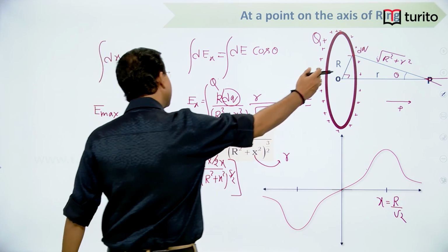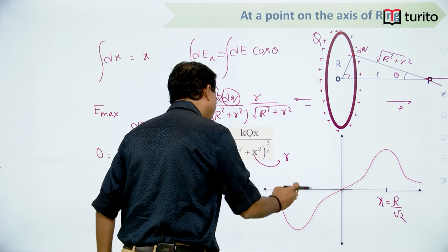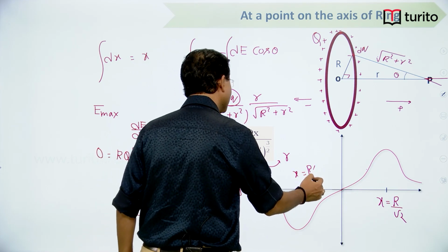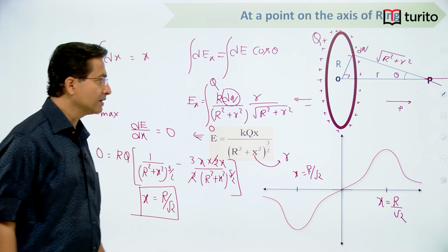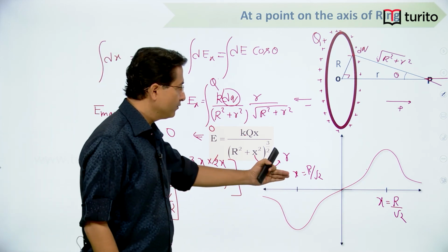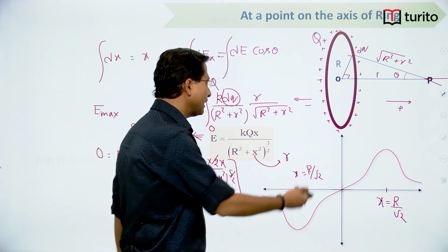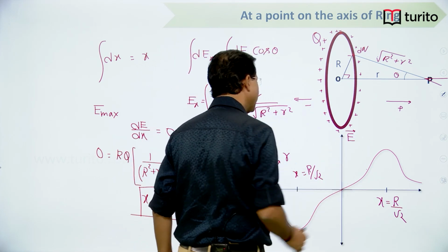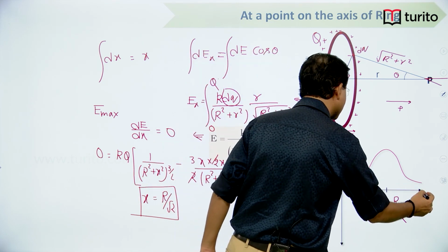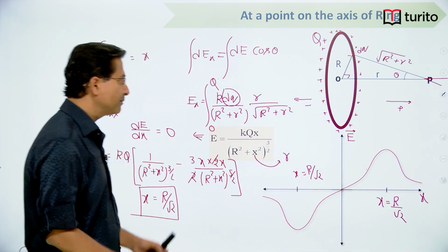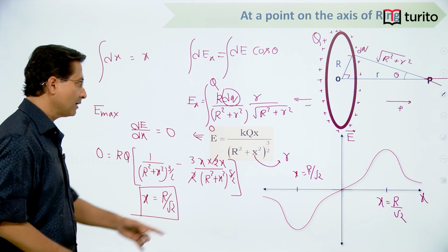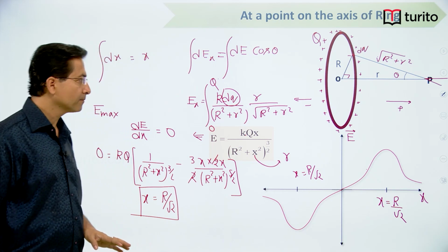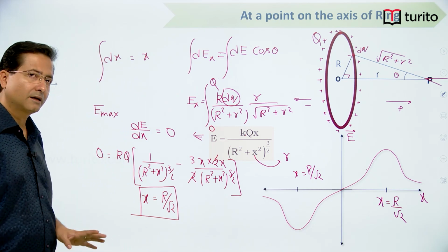Similarly, if you go this side, then the field will have maximum magnitude at x is equal to r by root 2, and then the field decreases. Here we are drawing this curve below because I have taken this direction negative. This is the curve between field and distance from the center of the ring. That can be x, that can be r. In this situation I am considering that to be x. So x is the distance from the center of the ring. I hope this point is clear.